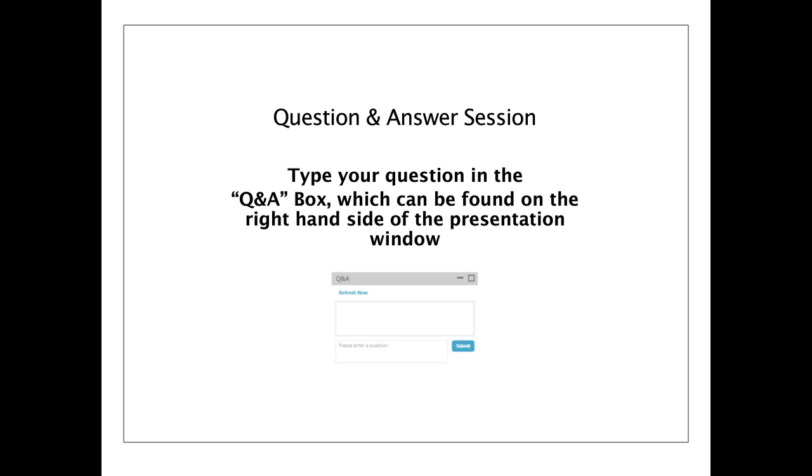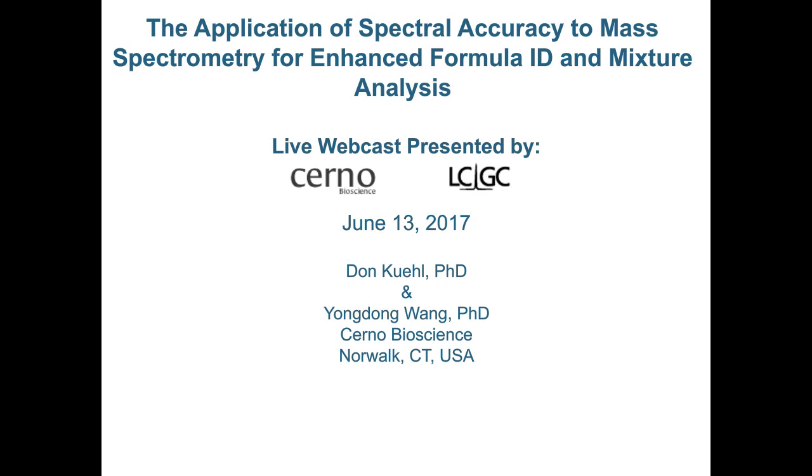Okay, so here's the first question. Does your approach offer any advantages in looking at larger multiply charged molecules where the monoisotopic peak is no longer the most intense?